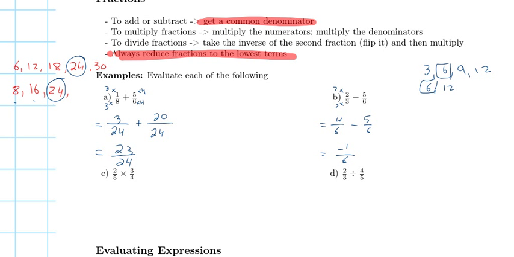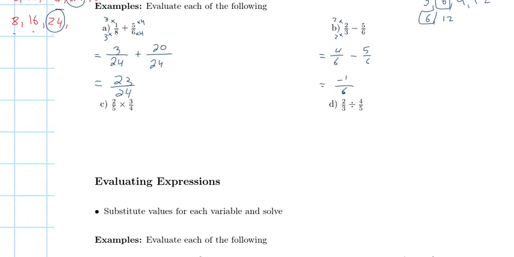When you're multiplying fractions, the good thing about it is you don't need to have a common denominator, okay? So when I'm multiplying fractions, I multiply the numerator by the numerator and the denominator by the denominator, okay? So I have 6 over 20.